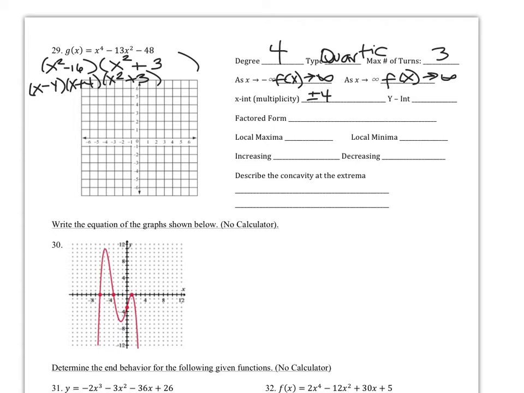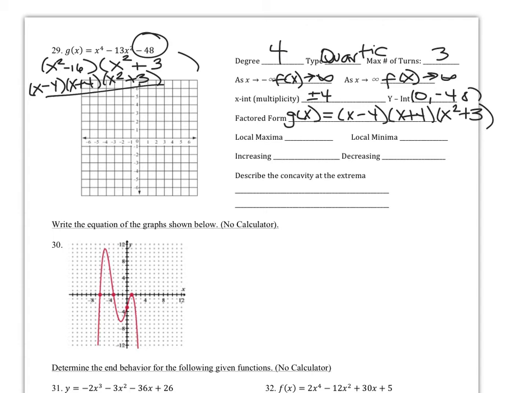I can't graph that. My y-intercept is 0, negative 48. It's always the constant. Factored form is right there. So g of x equals x minus 4, x plus 4, x squared plus 3.